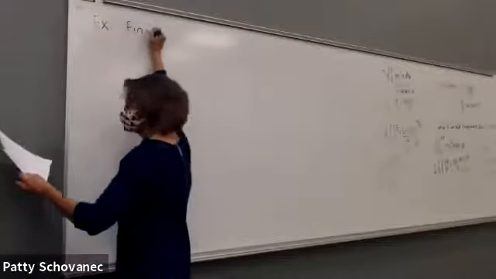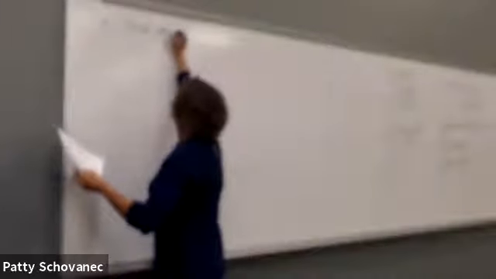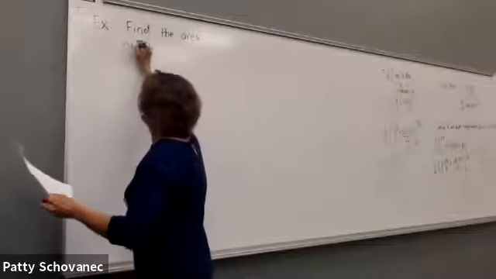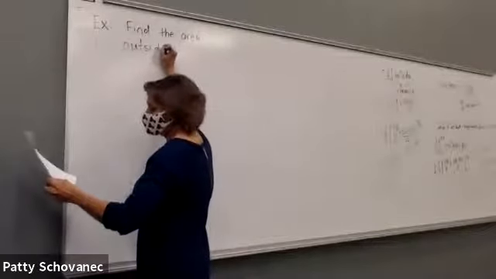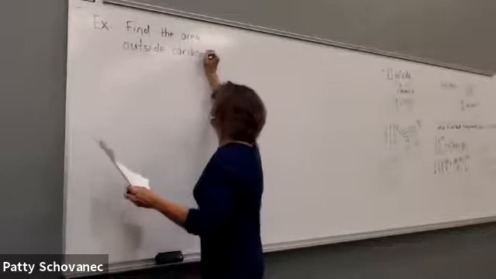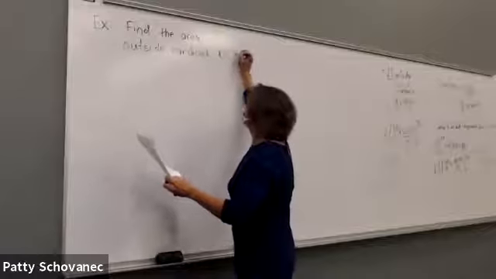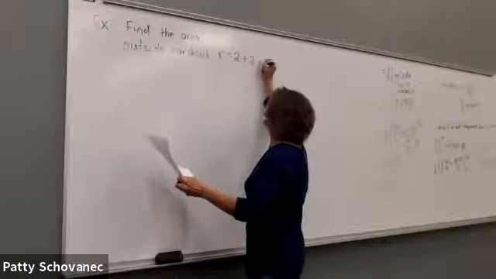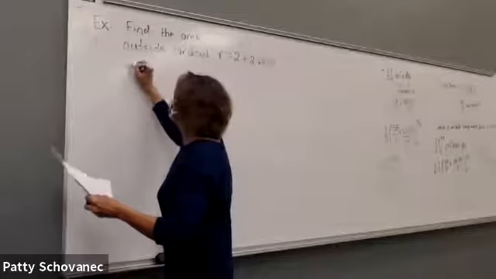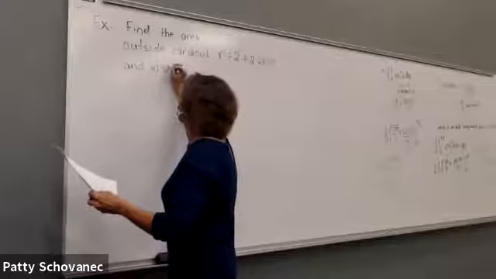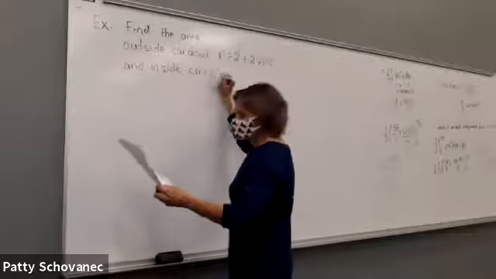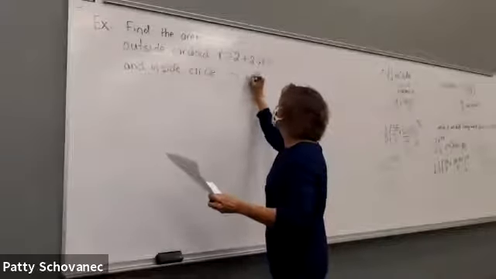Find the area that is outside the cardioid r is equal to 2 plus 2 sine of theta, and inside the circle r is equal to 6 sine theta.